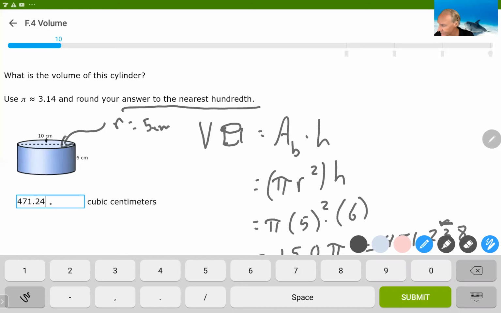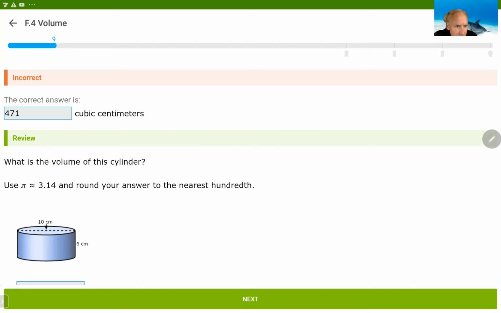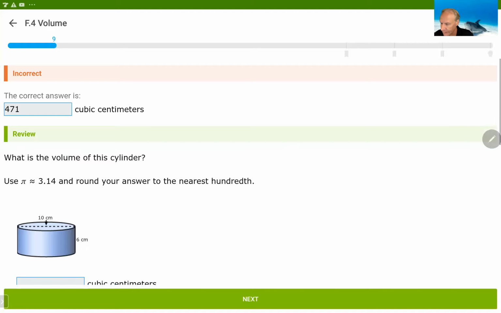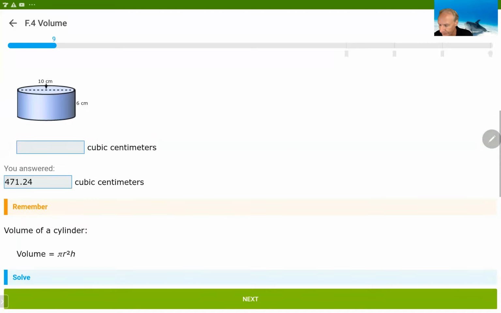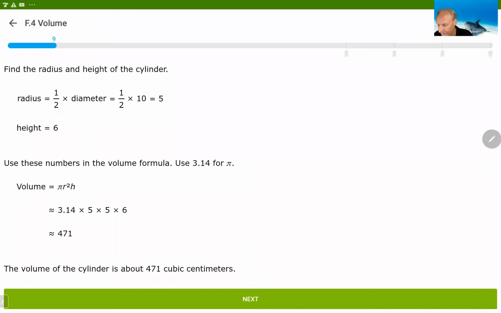And it is to the nearest hundredth. What? Oh, it said to use pi equals 3.14. I was using a more accurate value of pi. All right. So what did they put? Oh, 471. All right, fine.